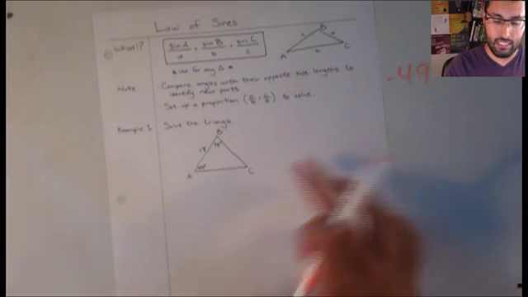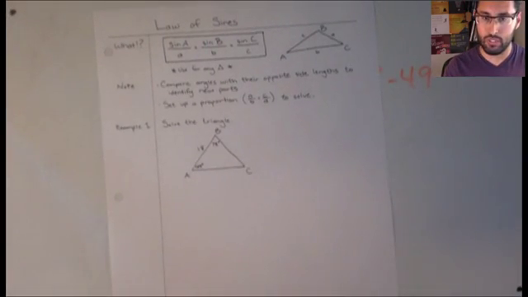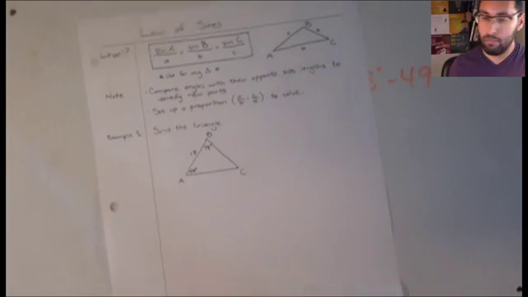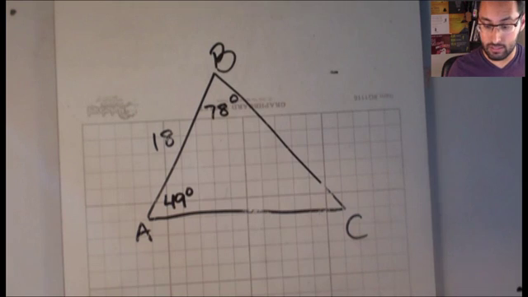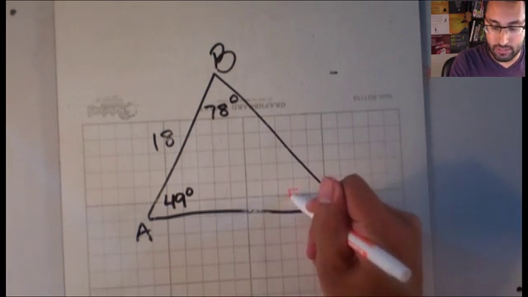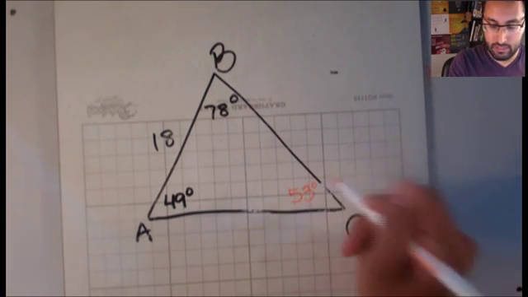Probably write it off to the side because we're going to be using the chunk of this paper for the other parts. But I'm going to be filling that out on this triangle that's provided so that you can see on the video. So we're just going to label this 53 degrees.